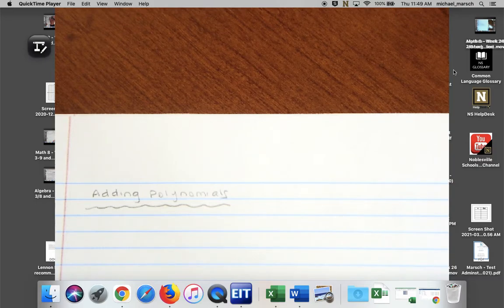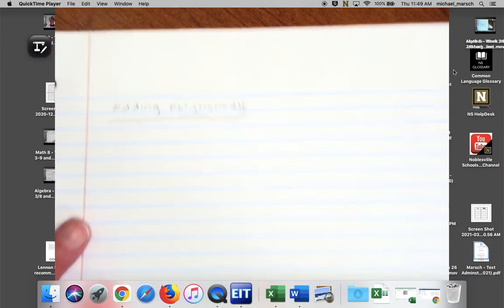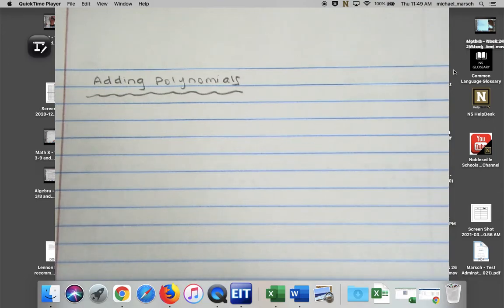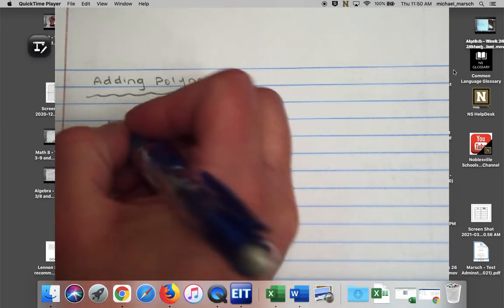half. Okay, so adding polynomials isn't that difficult. If you can add and subtract, you can add polynomials. The only thing you have to pay attention to is the degree of each term. You cannot combine terms that have different degrees, meaning you can't combine 3x squared plus 4x to the third. You can't combine those. They have to have the same variable and the same exponent. Okay, so let's just jump right into this.